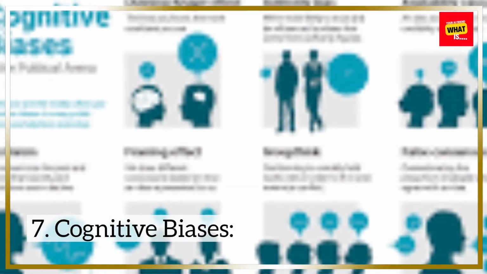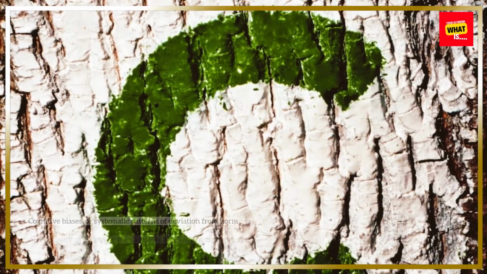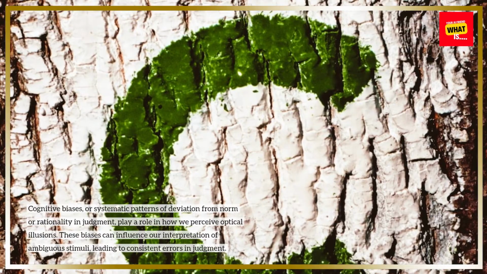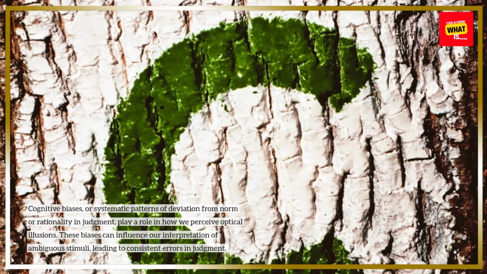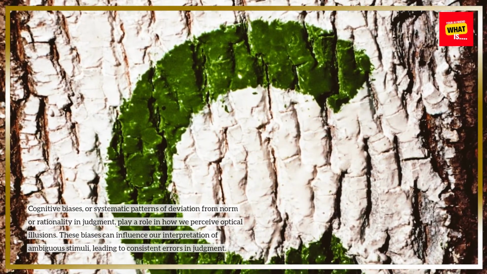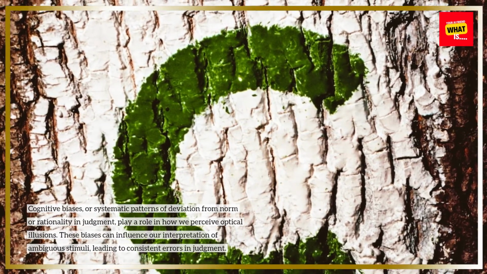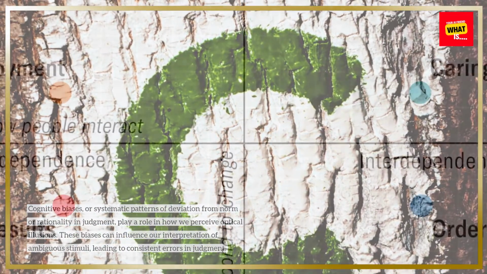7. Cognitive biases. Cognitive biases, or systematic patterns of deviation from norm or rationality in judgment, play a role in how we perceive optical illusions. These biases can influence our interpretation of ambiguous stimuli, leading to consistent errors in judgment.